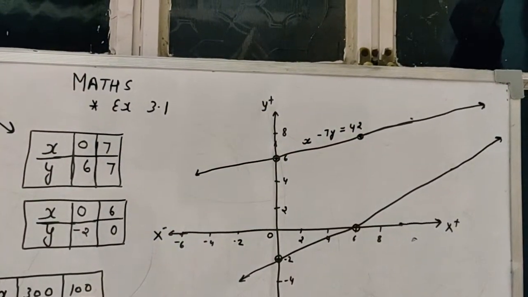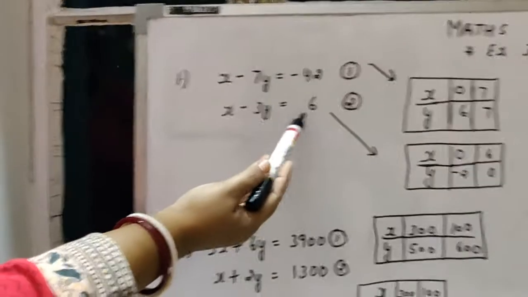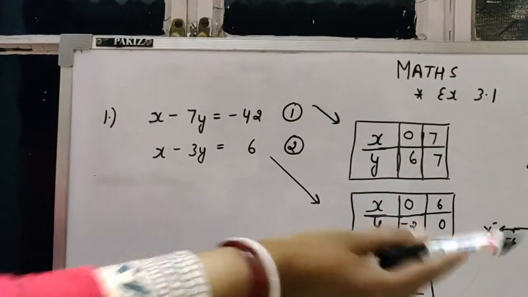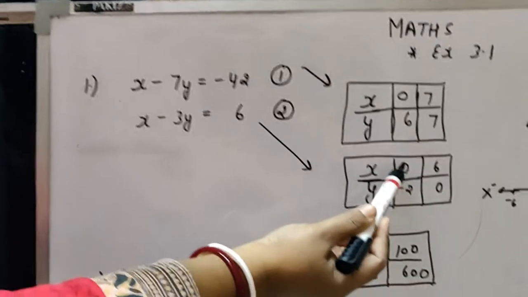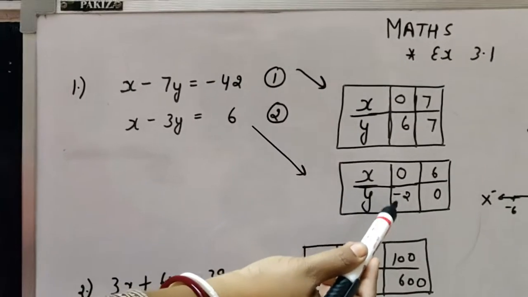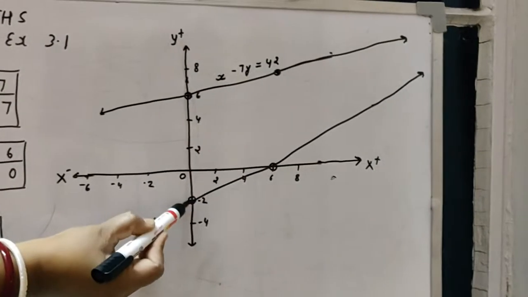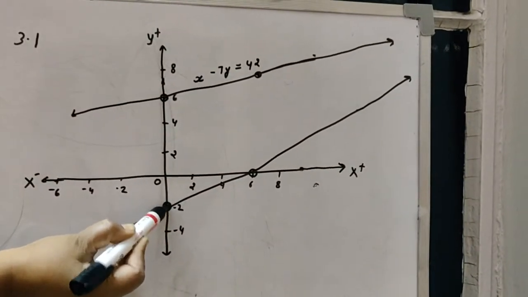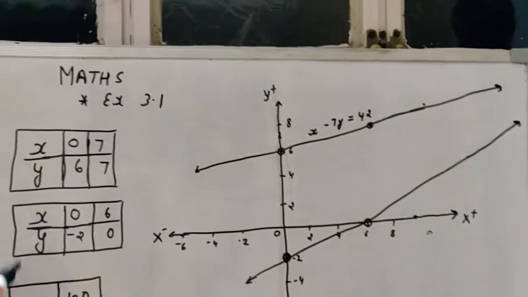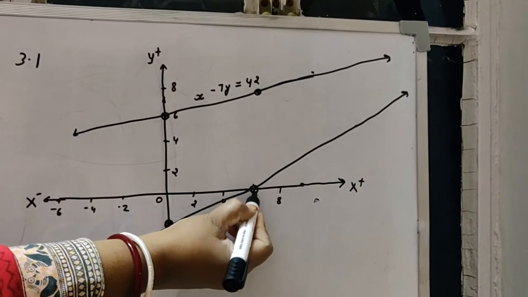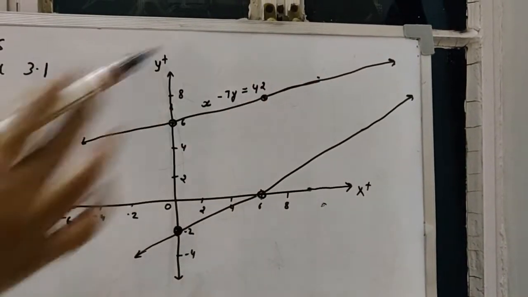Now take the second equation, x minus 3y is equal to 6. Now plot these points in the same graph. x is 0 and y is minus 2. Find 2 solutions. So x is 0, y is minus 2, you have the first point. You have to darken the point a little bit. Then x is 6 and y is 0. So x is 6 and y is 0. Again with the help of a scale, join these points.